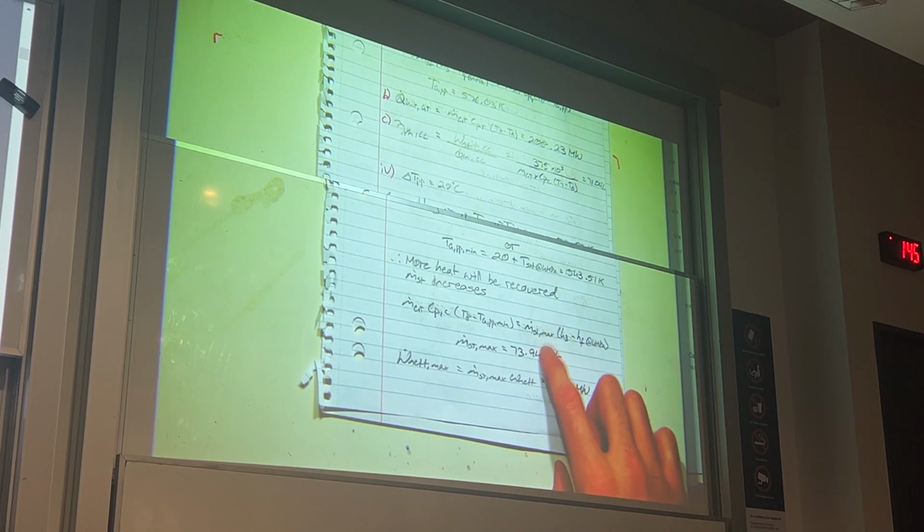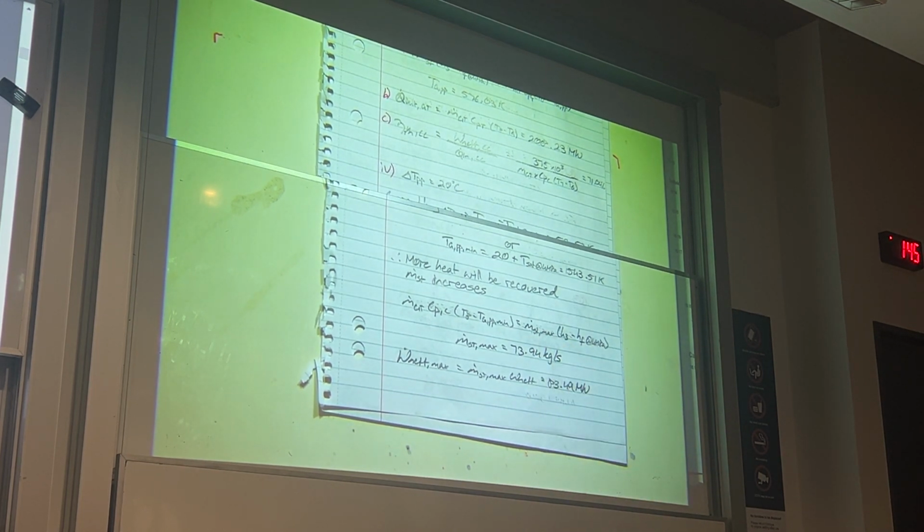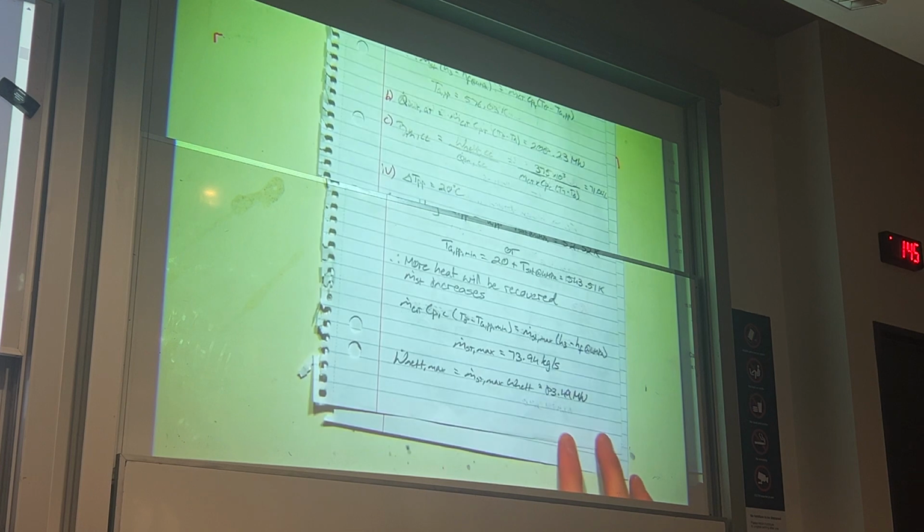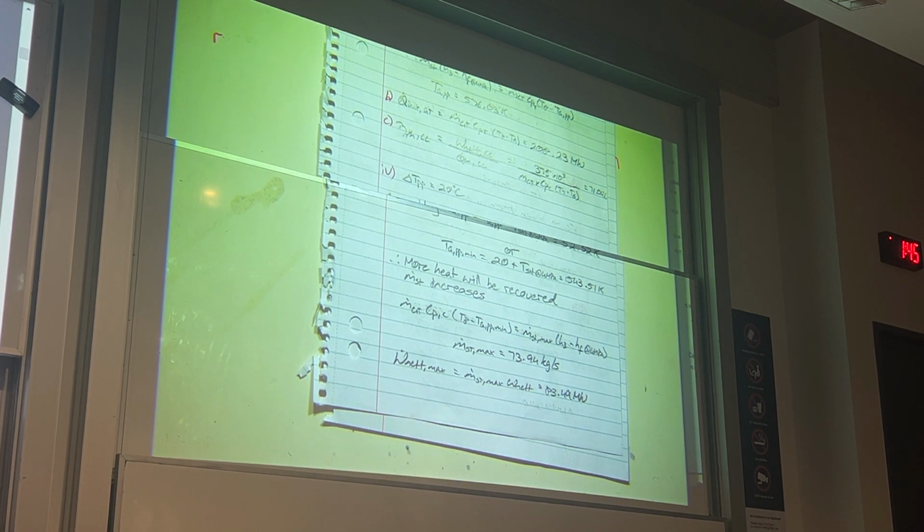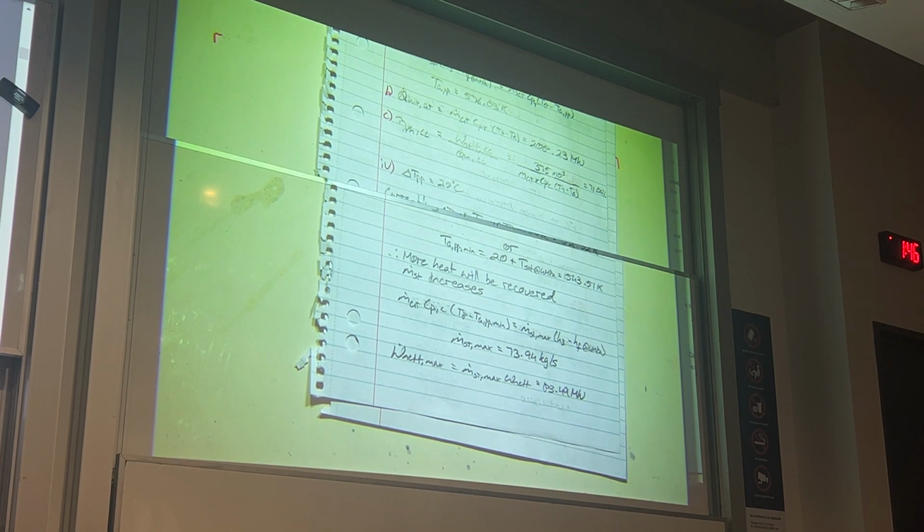So that says ST max, and we find that it increases to 73.94 kilograms per second. And then we want to find out how much more work can be extracted from the cycle. So we want to calculate our maximum net work, which comes out to 83.5 megawatts. And if you remember, we started with 75 megawatts, so that's like 8.5 megawatts extra.